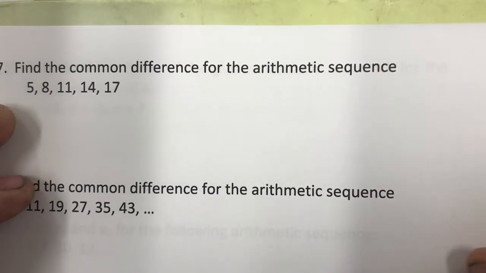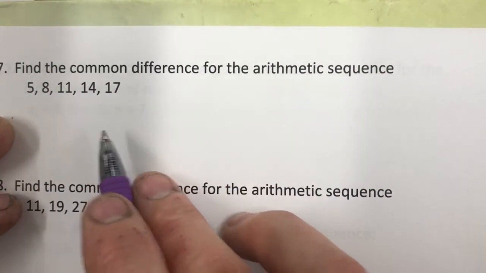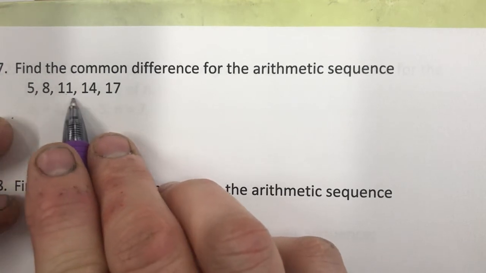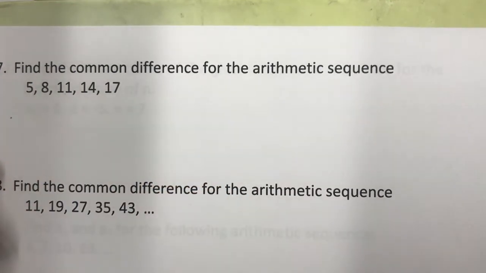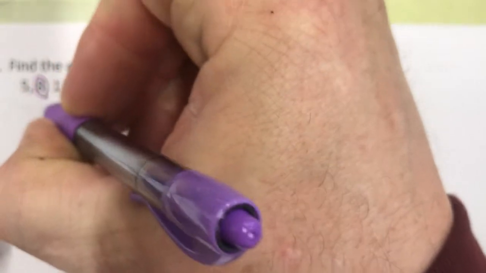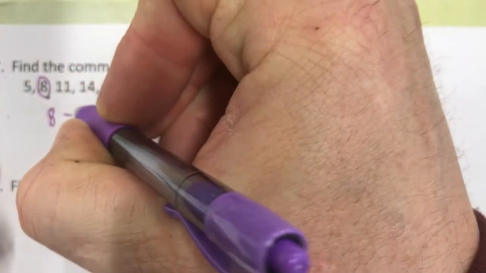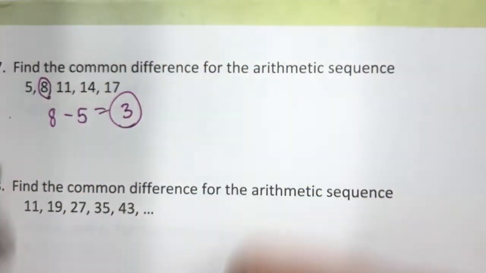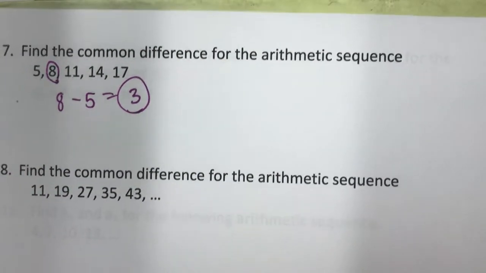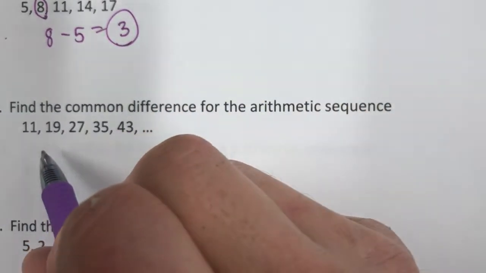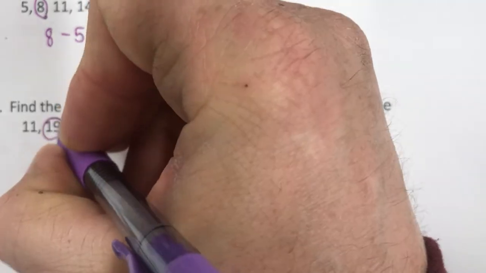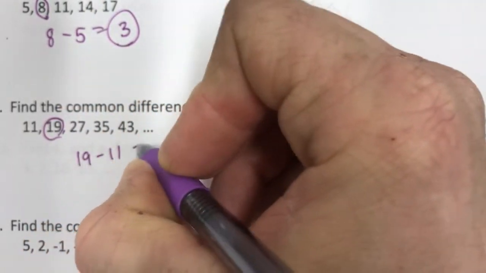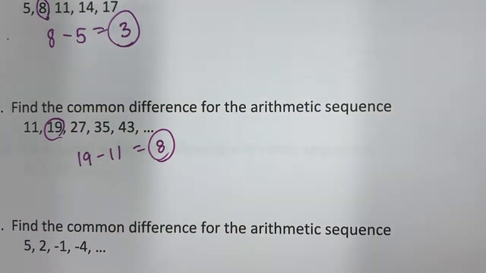Number 7, find a common difference for this sequence. Okay, this looks like it's going up 3 each time. Now, if you can't really tell, just take the second one minus the first one. 3, there's my common difference. So look right here, you may not catch this one, how much it goes up. But if I take 19 and I subtract 11, I get 8. There's my common difference.